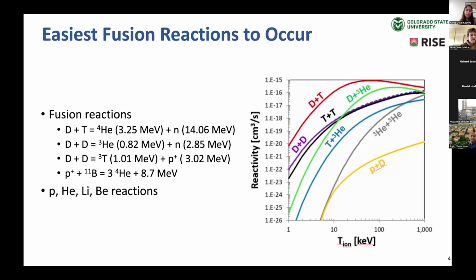So at Colorado State University, we mostly work with the two deuterium reactions, these two, as well as exploring some of the other reactions, specifically helium, lithium, and beryllium reactions, as well as the proton boron-11 reactions. And although the peak for these reactions is not as low in keV as the deuterium-tritium reactions, they are still in the high keV, low MeV range.